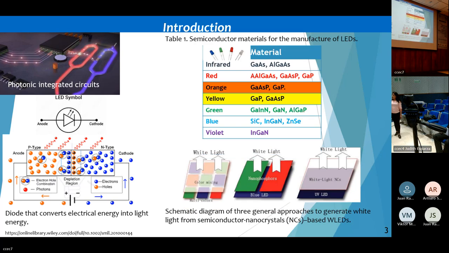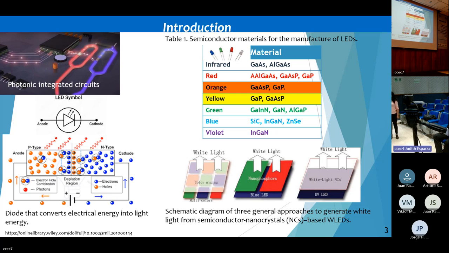The color of the device depends on the material it is made of, and Table 1 shows some examples. However, white light requires a mixture of the colors red, green, and blue. In the other case, it is necessary to use nanoporous or nanocrystal materials, which are excited with blue light or a UV LED to obtain white light. However, it is very important to obtain white light from silicon material.